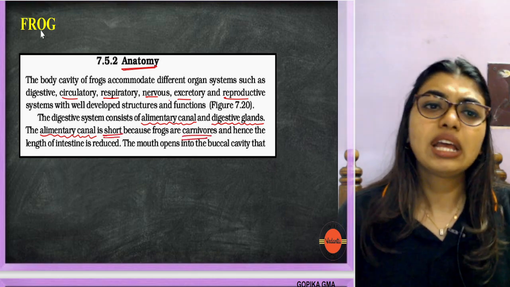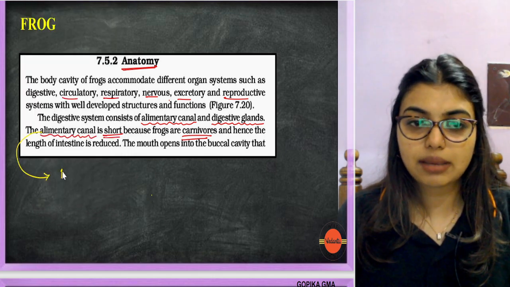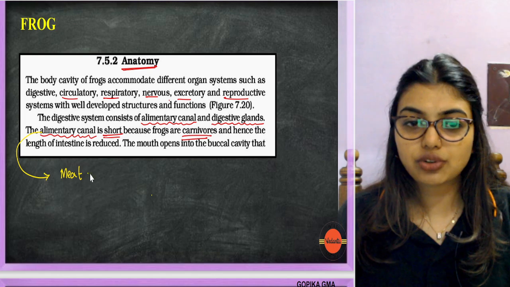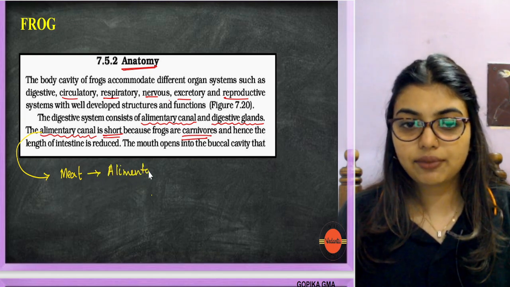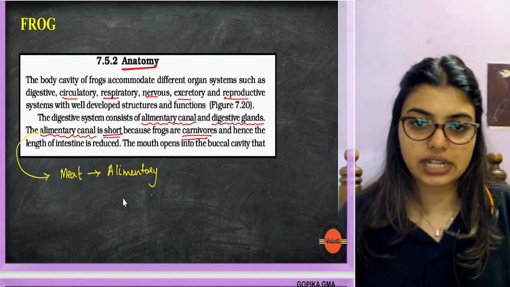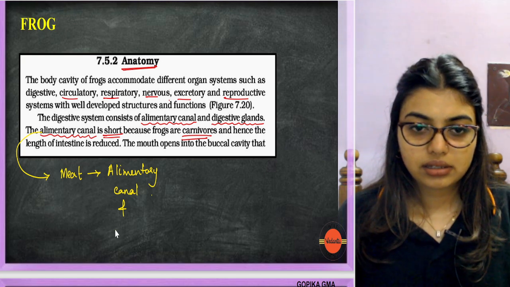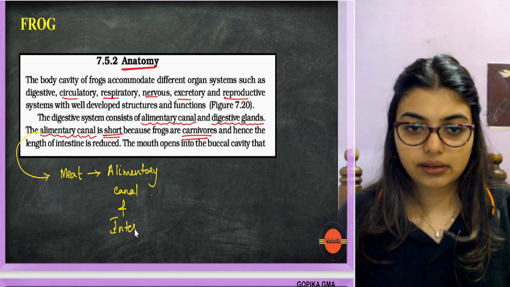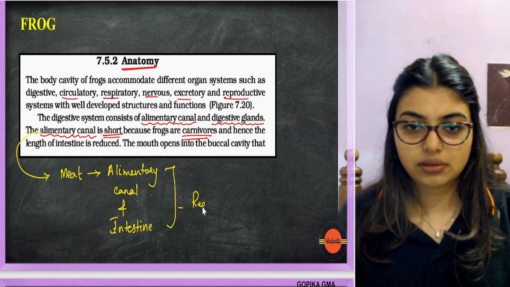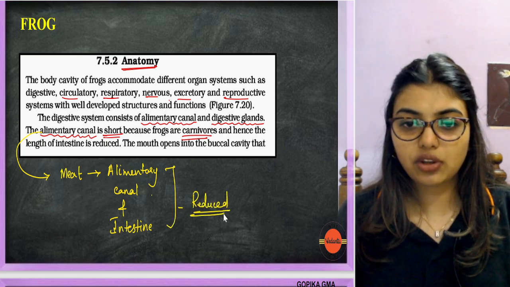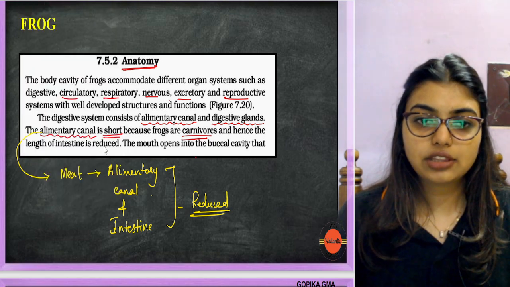Why is that so? That is because, students, if any animals are carnivorous and because they are meat consuming, the digestion is going to be easy. So the alimentary canal as well as the intestine is going to be reduced. For plants it's going to be difficult because of the cellulose layer. Alimentary canal and intestine is going to be reduced. This is for animals which are carnivorous. Hence the length of the intestine is reduced.